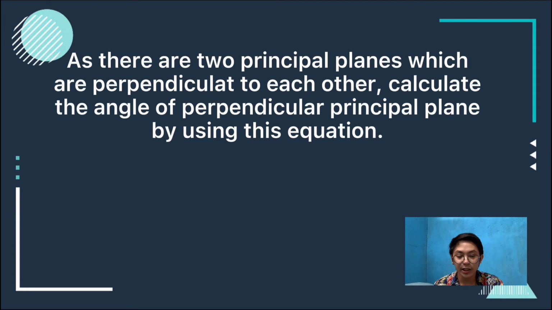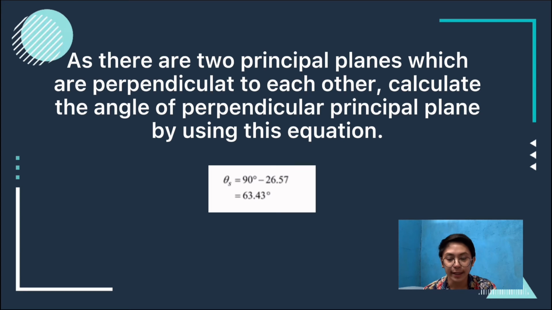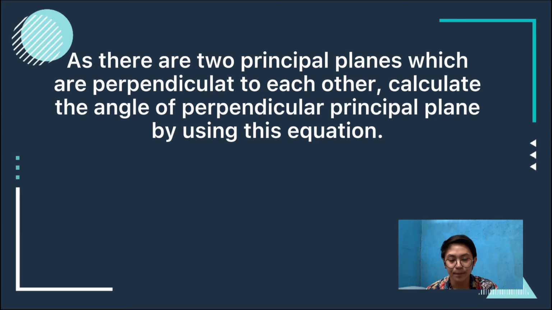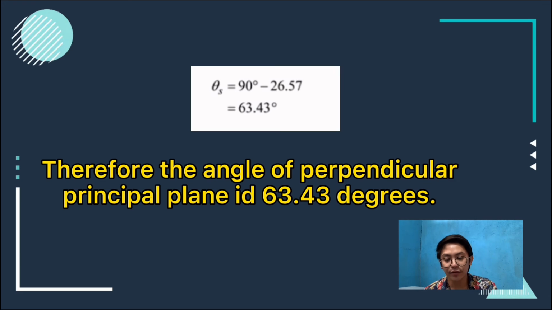As there are two principal planes which are perpendicular to each other, calculate the angle of the perpendicular principal planes by using this equation. So, 90 degrees minus 26.57 degrees is equal to 63.43 degrees. Therefore, the angle of the perpendicular principal planes is 63.43 degrees.